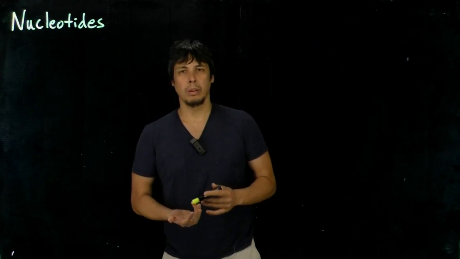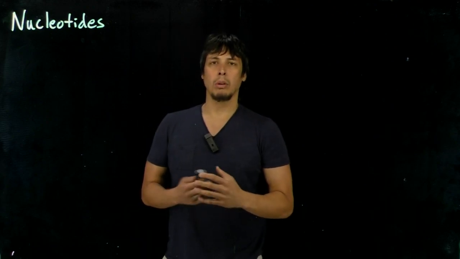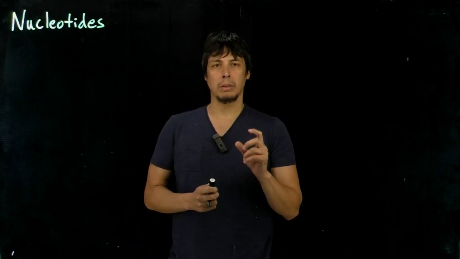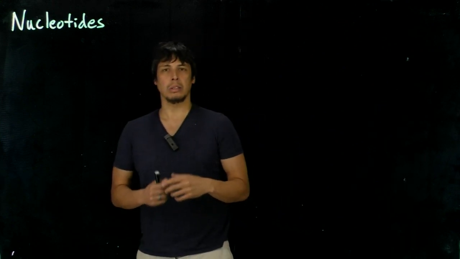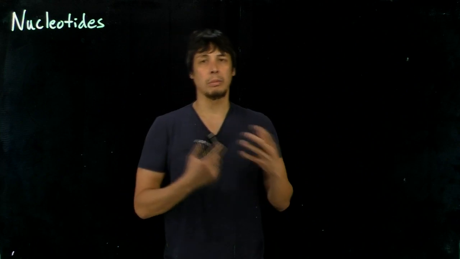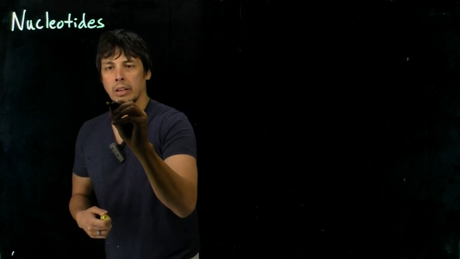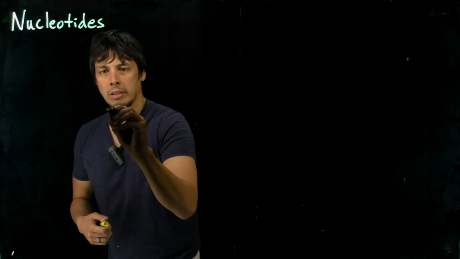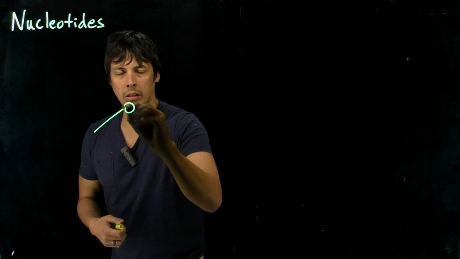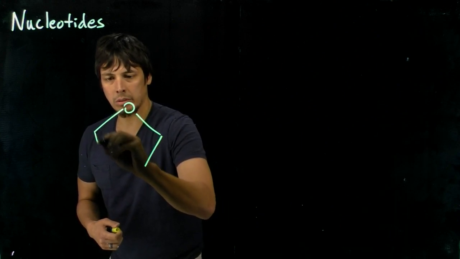The first monomer that we're going to look at are nucleotides. These make up both DNA and RNA, and they have similar but slightly different structures, which allows us to distinguish, for instance, a DNA nucleic acid from an RNA nucleic acid. And so that's all in the monomer. And so the base of a nucleotide, the monomer of these nucleic acids, is a ribose sugar.